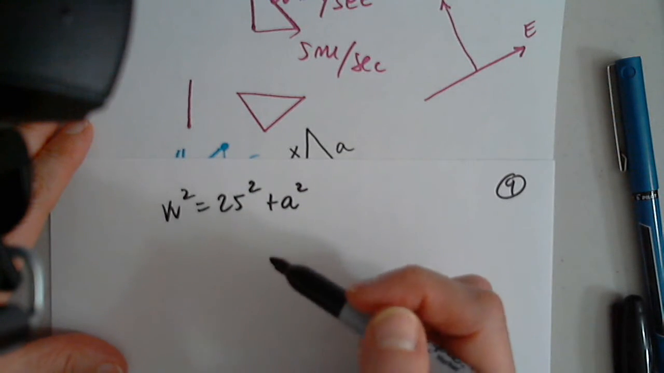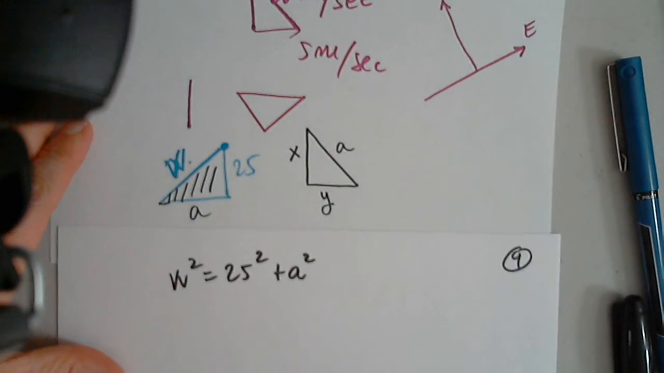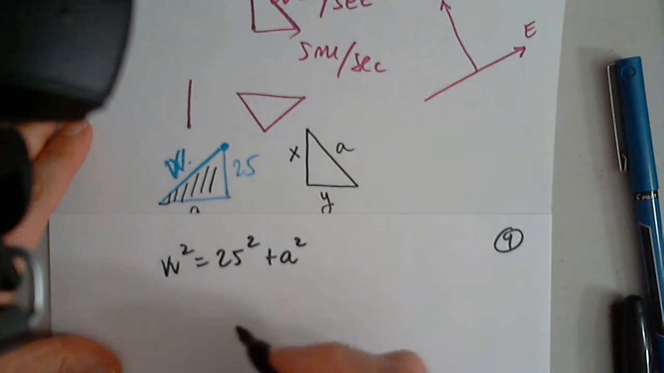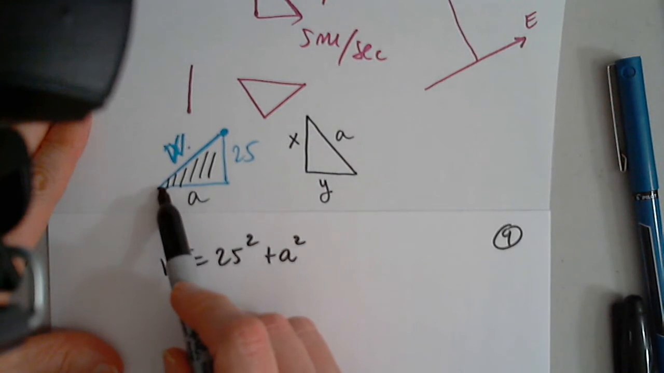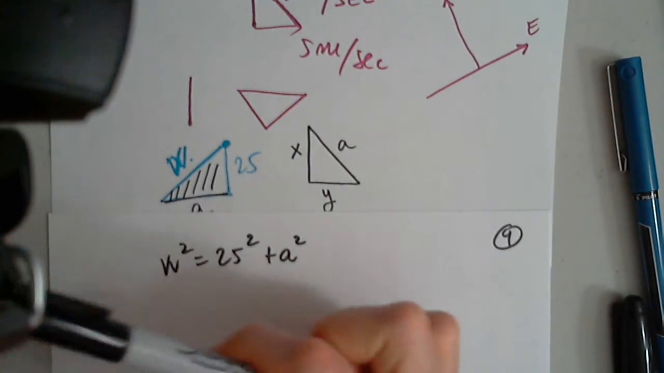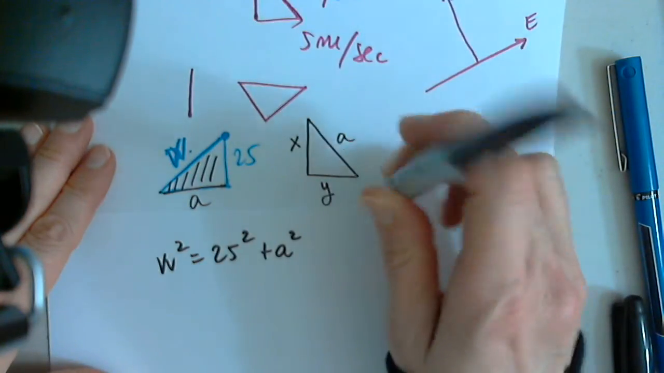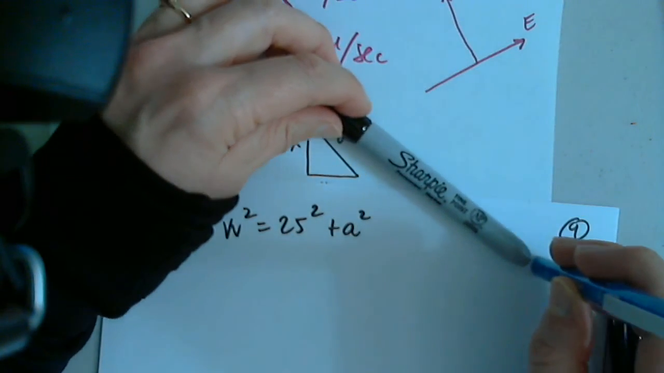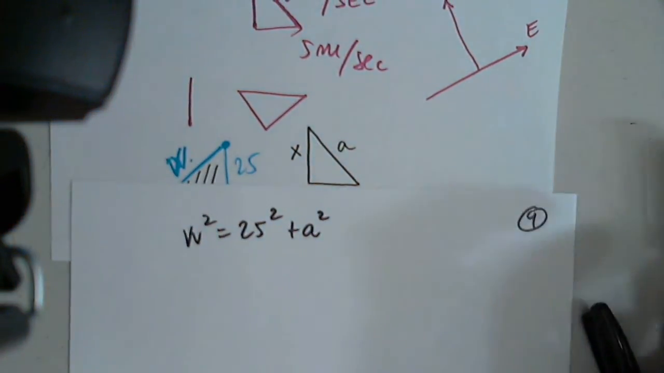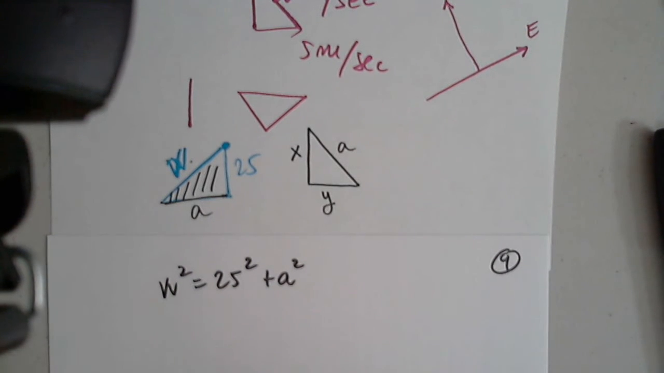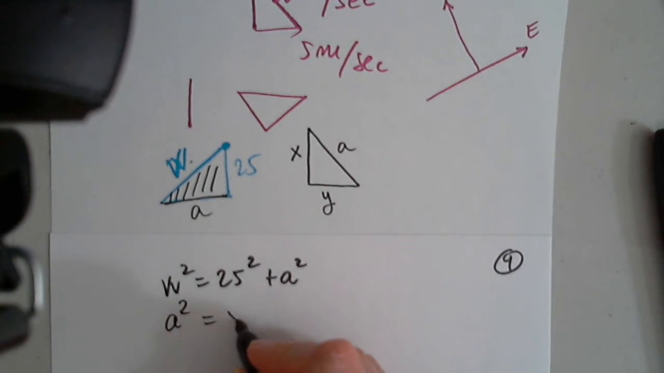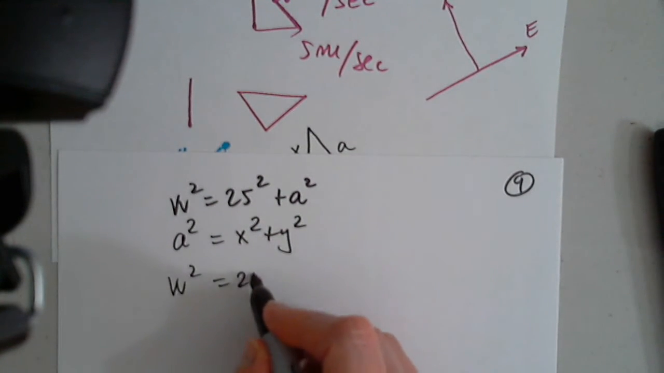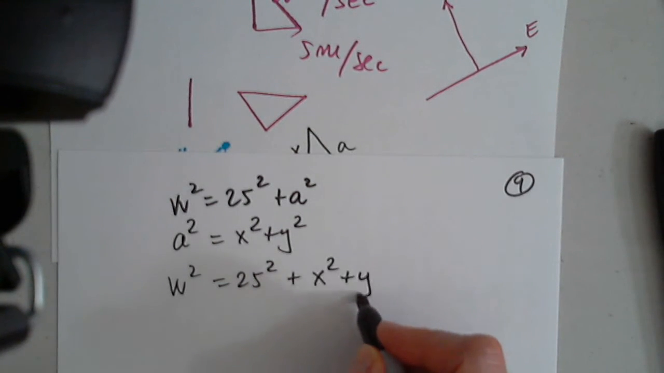Okay, so I do not know what's happening with A. I don't know the rate of change of A because, again, this is on the ground. It's also changing. In the other one, I have that A squared equals x squared plus y squared. So then finally, w squared equals 25 squared plus x squared plus y squared.